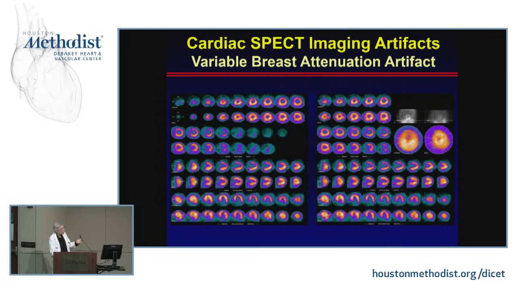And this is an example of variable breast attenuation where the breast was positioned differently on the stress and the rest images. So here it looks like you got an anterior defect that actually normalizes, like there's ischemia. There's no ischemia here. It's just that in the rest images, you have the whole breast covering the whole heart. And in the stress images, only half the breast is covering the heart. So you get a false positive result.